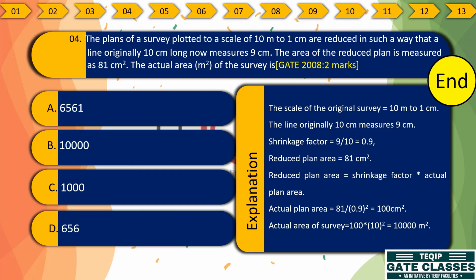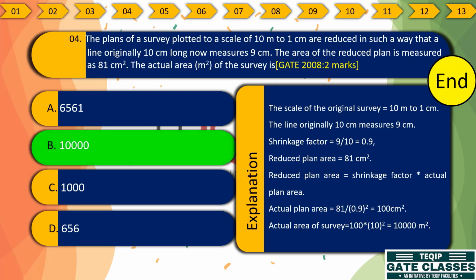So the reduced plan area in the question is 81 centimeter square. We know that the reduced plan area is equal to shrinkage factor square into actual plan area. The actual plan area is equal to 81 divided by 0.9 whole square, that is equal to 100 centimeter square. So the actual area of the survey is 100 into 10 to the power 2 square, that is equal to 10,000 meter square. So the answer is 10,000 meter square. Okay.